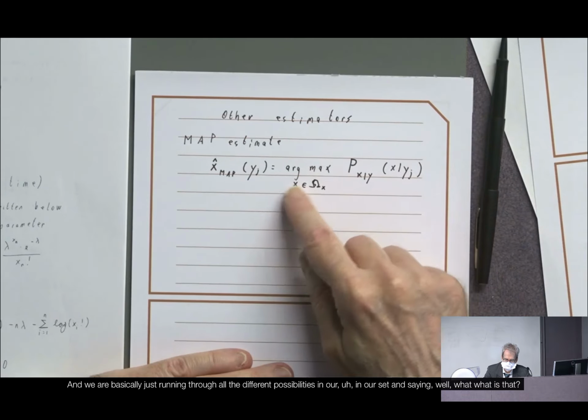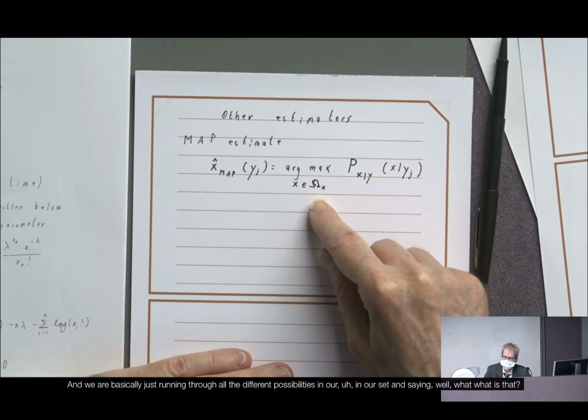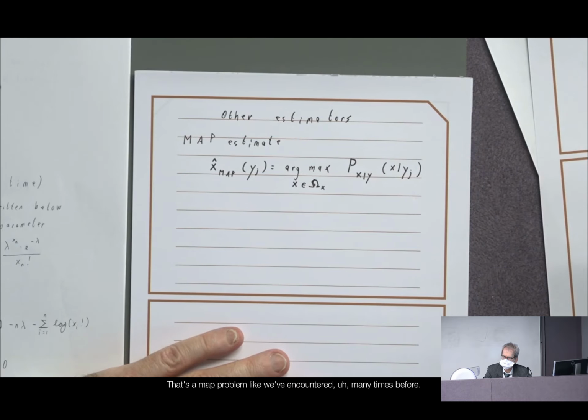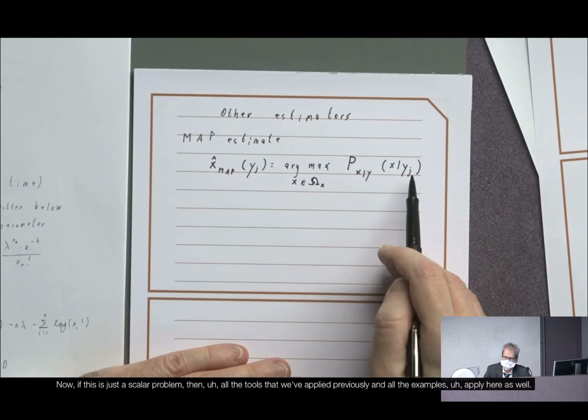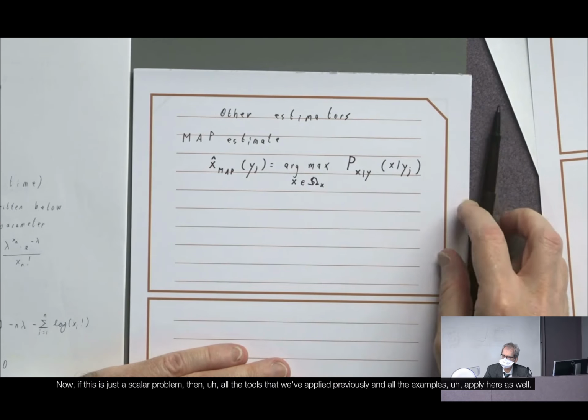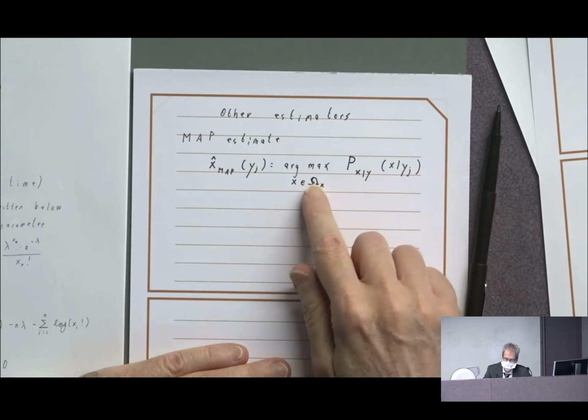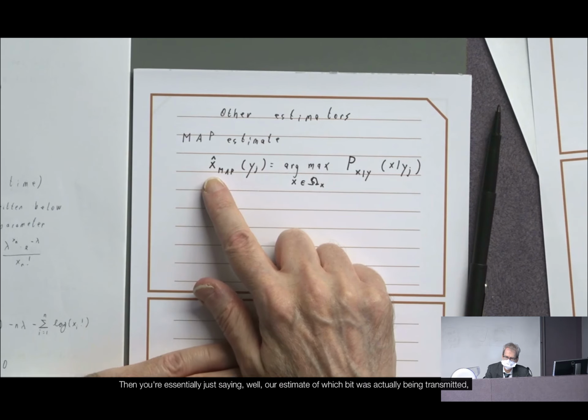And we are basically just running through all the different possibilities in our set and saying, well, what is that? That's a MAP problem like we've encountered many times before. Now, if this is just a scalar problem, then all the tools that we've applied previously and all the examples apply here as well. And so imagine that you're sending digital data over a noisy channel, then you're essentially just saying, well, our estimate of which bit was actually being transmitted.